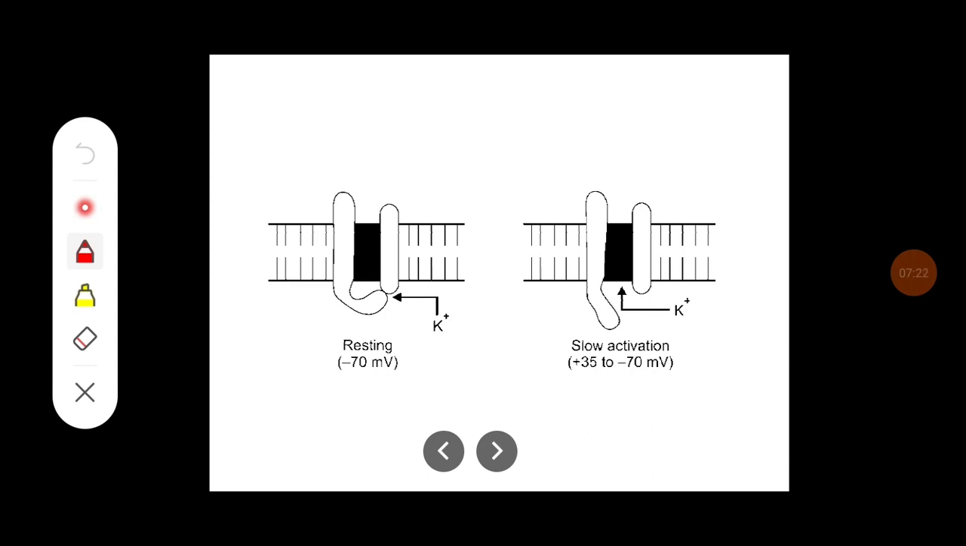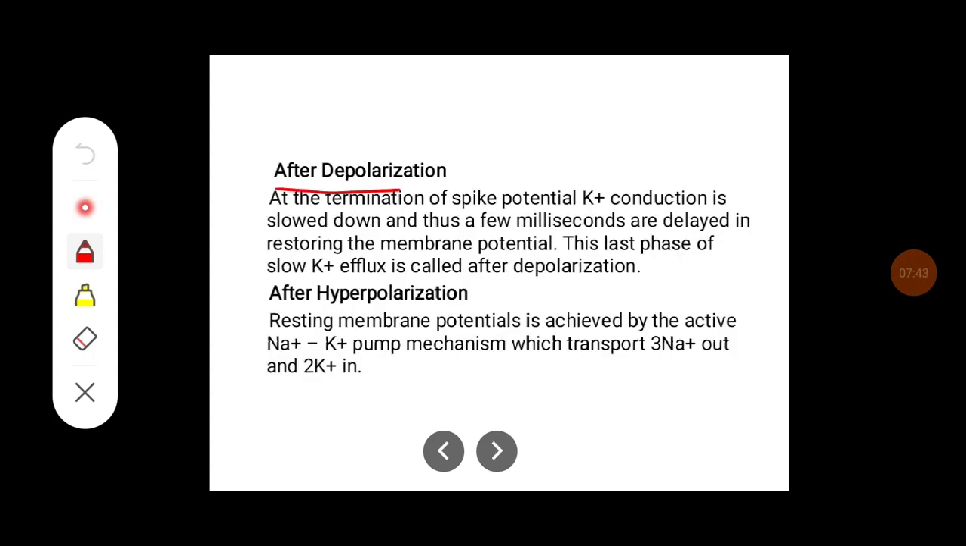At plus 35, the potassium channel is going to open, and this leads to the potassium efflux, and this potassium loss continues till the hyperpolarization state. After depolarization: at the termination of the spike potential, potassium conduction is slowed down, and thus a few milliseconds are delayed in restoring the membrane potential. So this last phase of slow potassium efflux is called after depolarization.